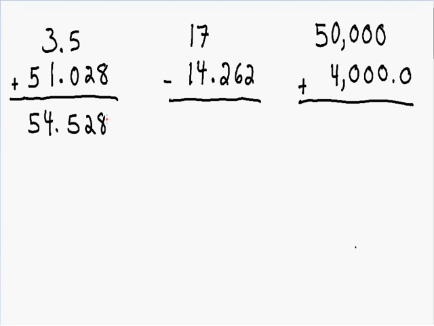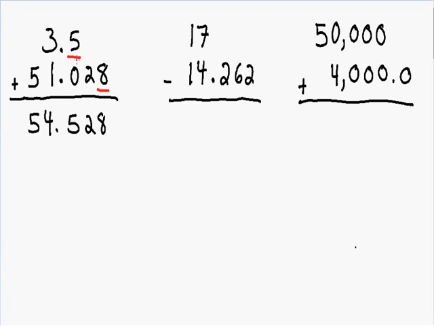However, your homework tells you that you need to round using significant figures. Or maybe you're conducting a lab experiment, which you also need to round using significant figures. And how do we do this? Let's take a look at these numbers that we just added together. We have 3.5, which is accurate to the nearest tenth, and we have 51.028, which is accurate to the nearest thousandth. Now our final answer can never be more accurate than any of these numbers.